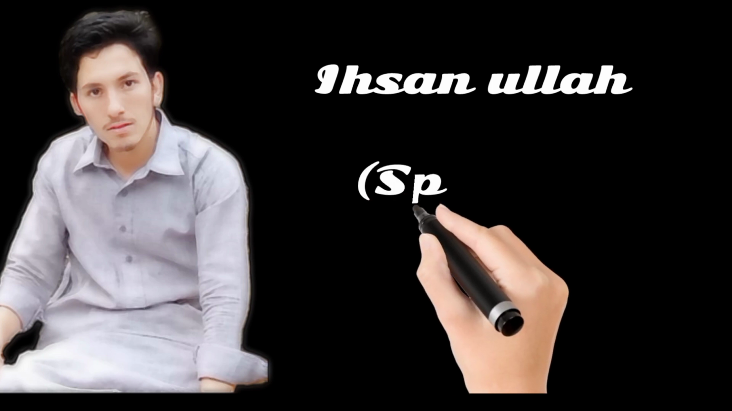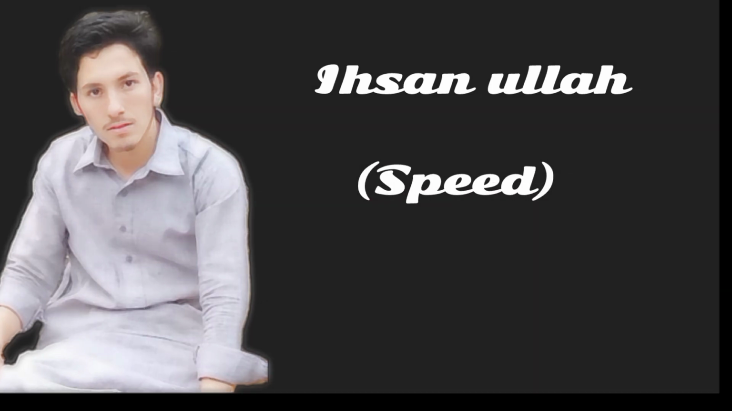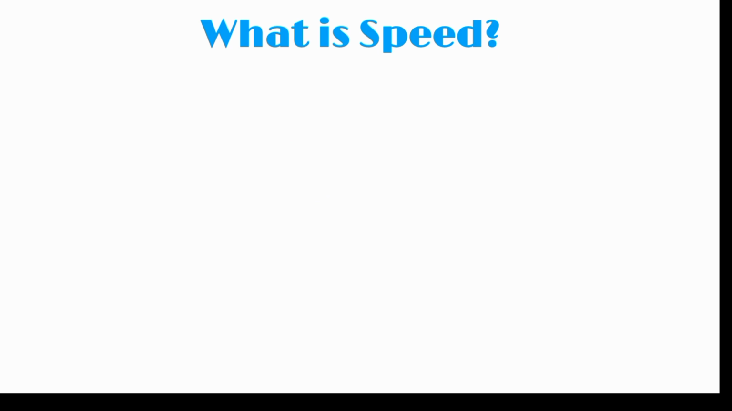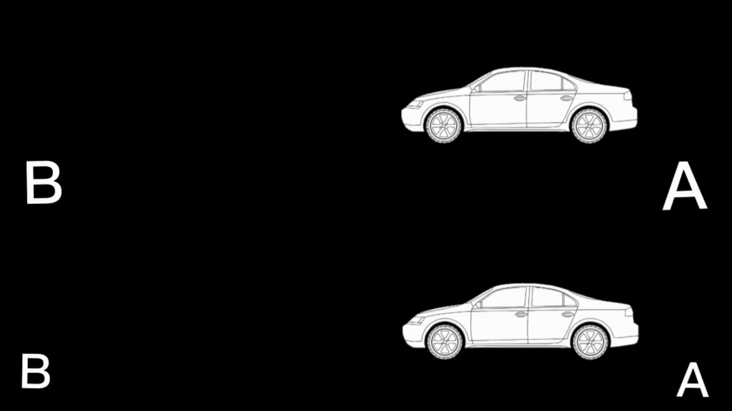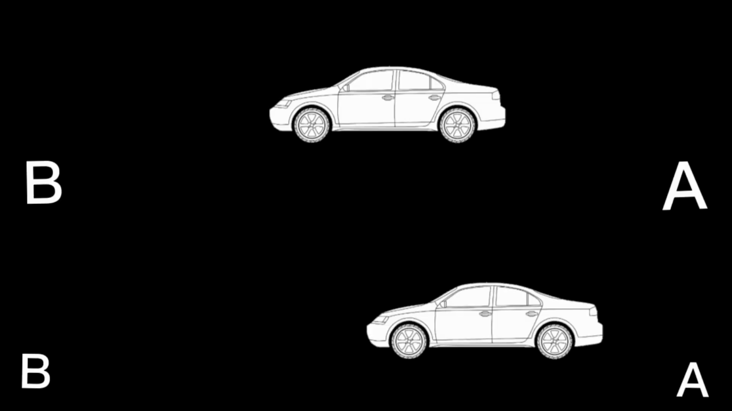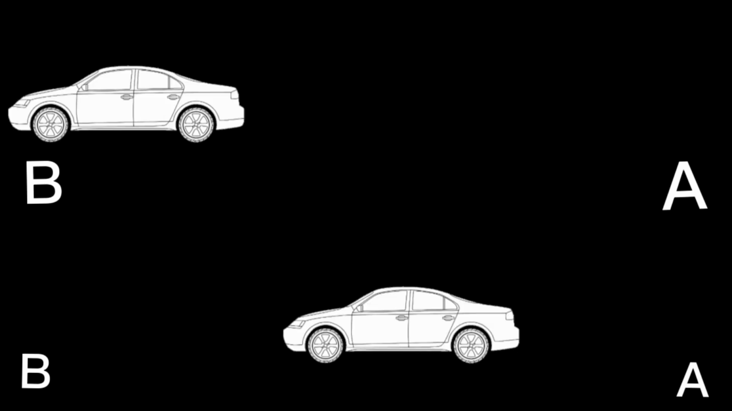So today I am going to talk about speed. So what is speed? Well, for example, we have two cars at point A. Now these two cars are directed toward point B and both cars have the same distance. Now when they start moving toward point B, to some extent both cars are moving side by side, but after a few seconds one car moves away and reaches point B.